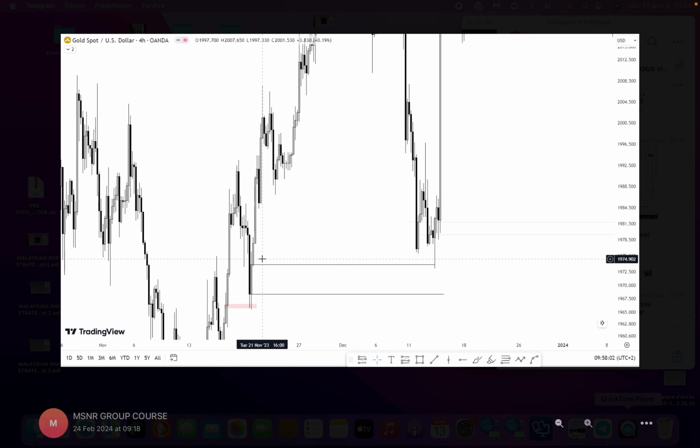What is this? This is an area of support. You would have wanted to be a buyer from here, right? This is ideally what you'd want to do in most cases. Fine. And then what did price do? Price traded higher aggressively. What did it leave behind? Because already you missed out on this trade, right? We are assuming that you did not get the trade.